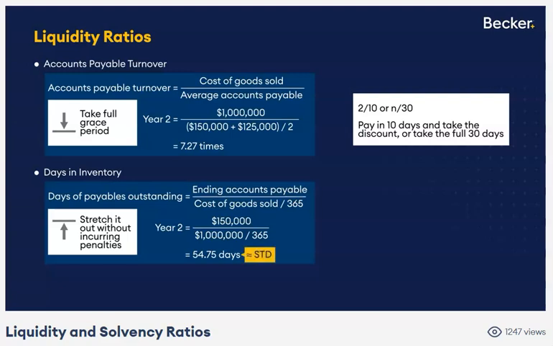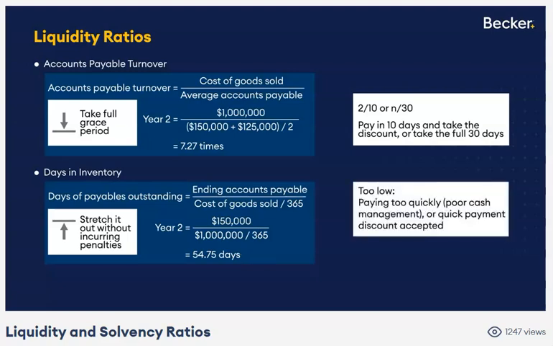Did they give me 60 days to pay? Because I'd rather pay on the 59th. If they gave me 50 days to pay, I'd be upset. We're late. That could negatively affect our credit rating. So if it's too low and you're paying your bills too quickly, that's poor cash management. Or maybe you accepted a discount.